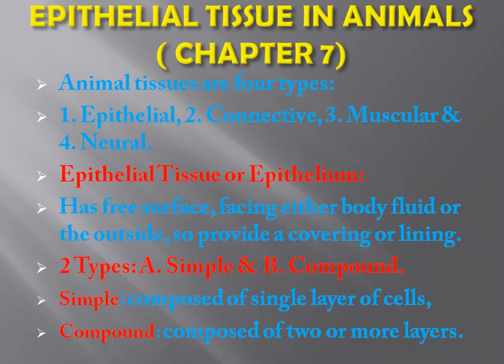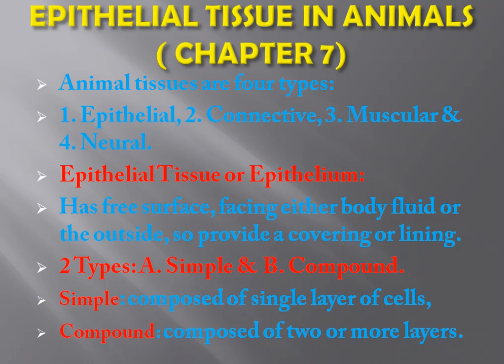Next topic is epithelial tissue in animals from chapter 7th, that is structural organization in animals. Animal tissues are four types: epithelial tissue, connective tissue, muscular tissue and neural tissue. Epithelial tissue, also known as epithelium, has free surface facing either body fluid or outside, so it provides covering or lining to the body parts.